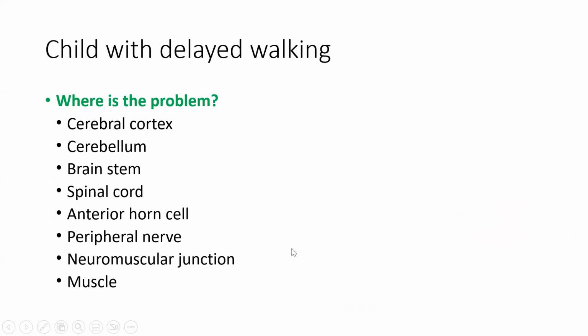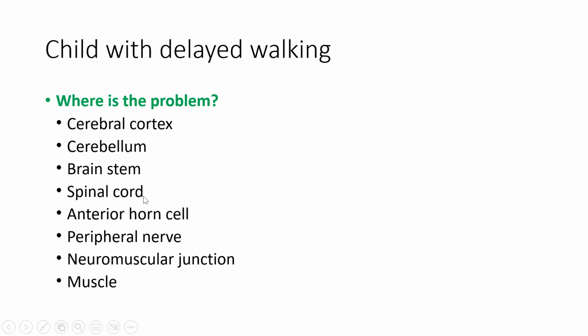So when we're thinking about this child with delayed walking, well, where is the problem? Is it in his cerebral cortex? Well, he's alert and he's got normal fine motor skills, so it suggests that his cerebral cortex is okay. Given that he's got fine motor skills that are close to normal, his cerebellum is probably okay because that includes coordination. His brainstem's unlikely to be affected. He doesn't have any of the features of a brainstem problem.